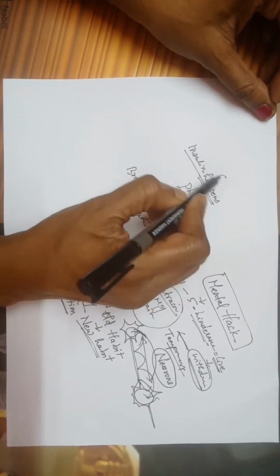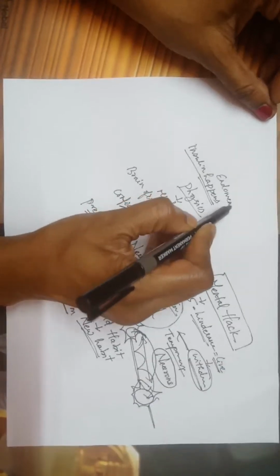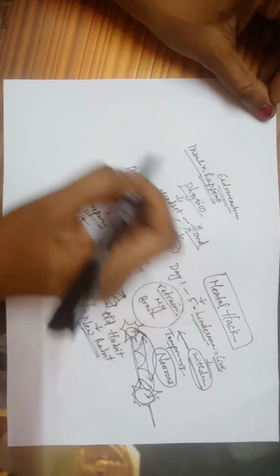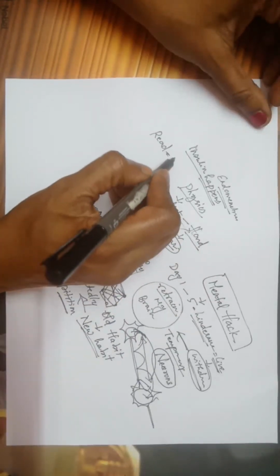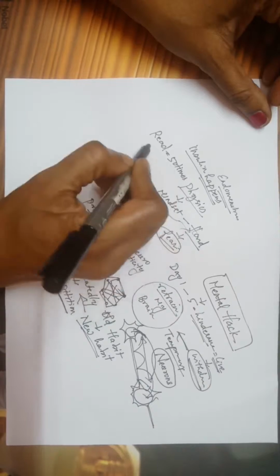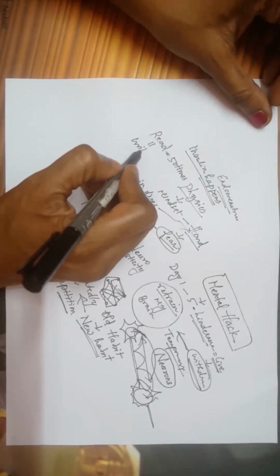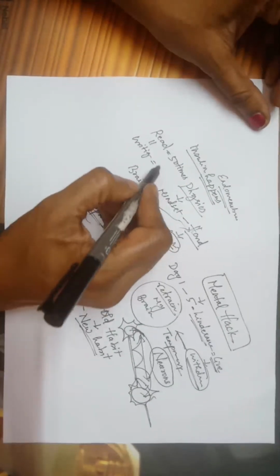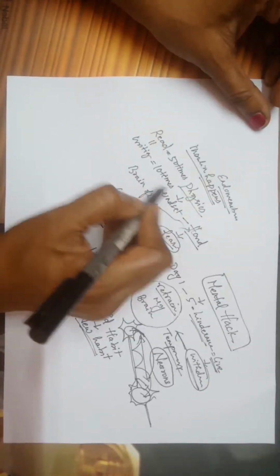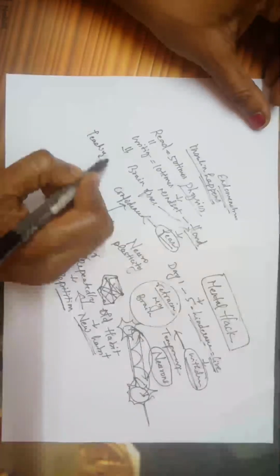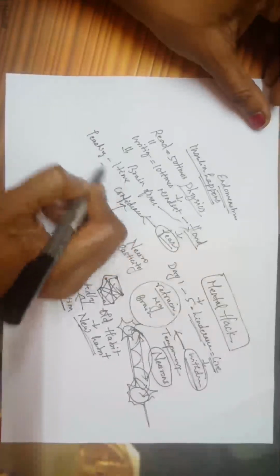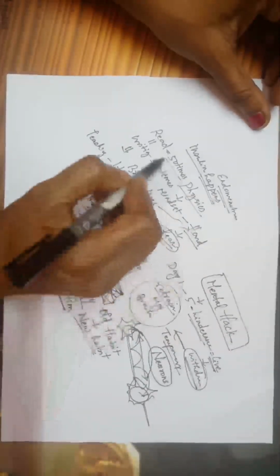Okay, it's because of the endomembrane system only. Endomembrane system. So when you read 50 times, it is equal to writing 10 times, which is equal to teaching 1 time. If you teach once, it is equal to reading 50 times.